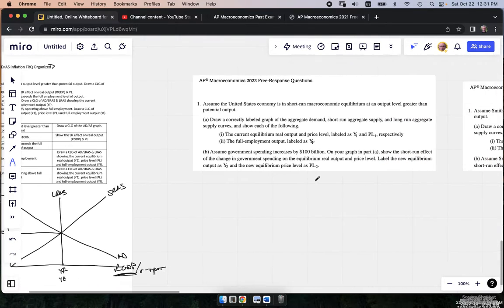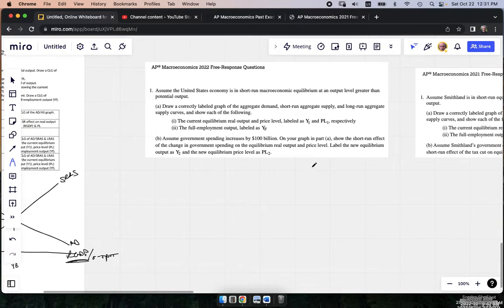Let's just do these. Again, there are not many of these. Most of your time will be spent making sure you recognize how they ask us about a recession, not an inflation. But let's see if we can do it together. Assume the United States economy is in, oops, I didn't even show us.